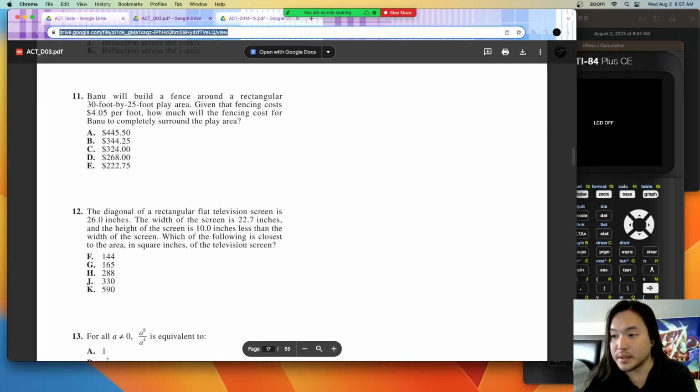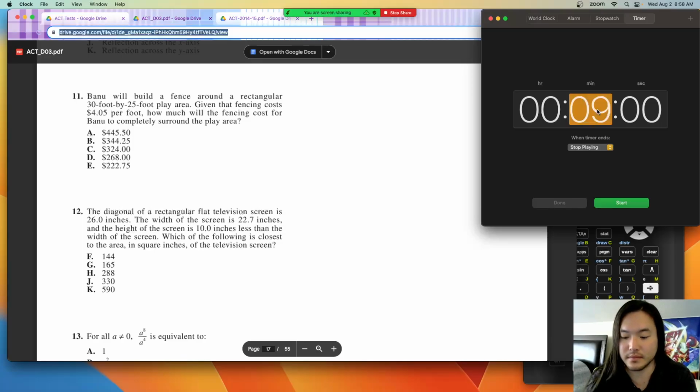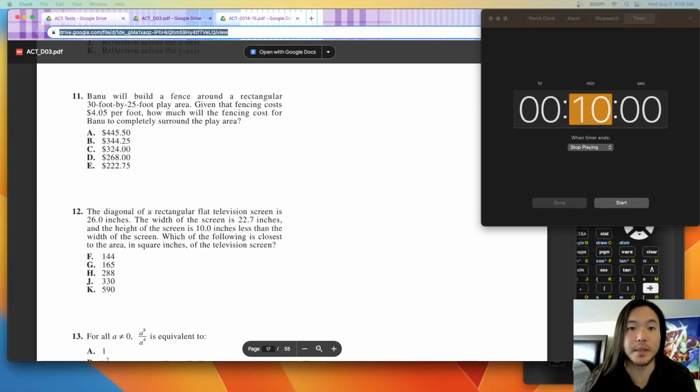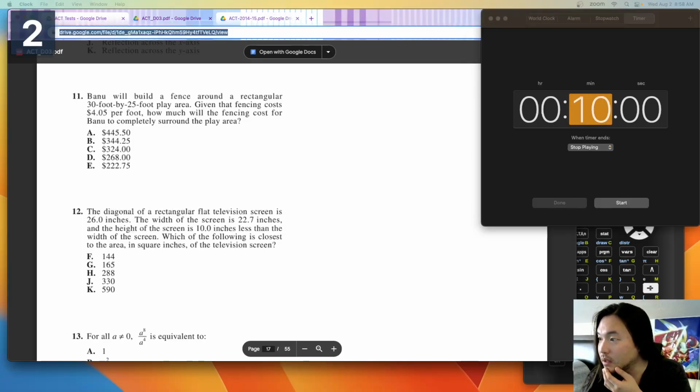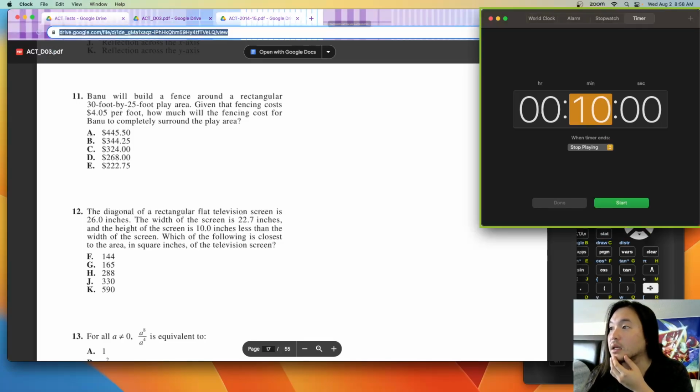ACT December 2020 math test. Questions 11 through 20. 10 questions. I'm going to set the timer for 10 minutes. Paper, pencil, calculator ready to go. 10 minutes on the clock.